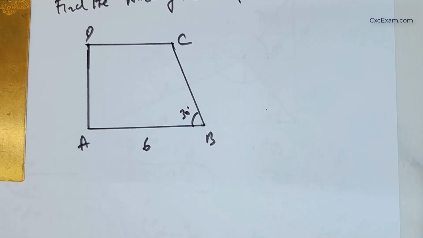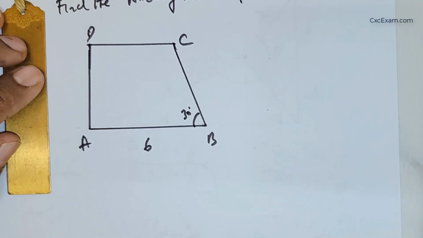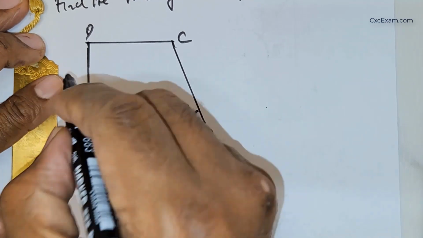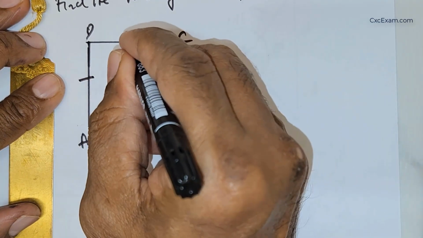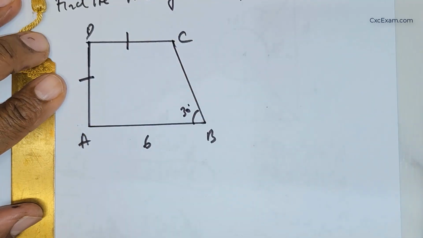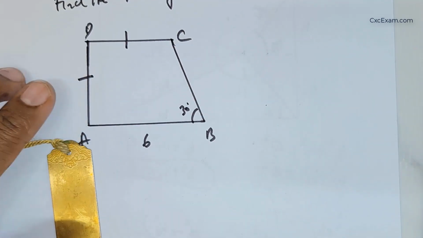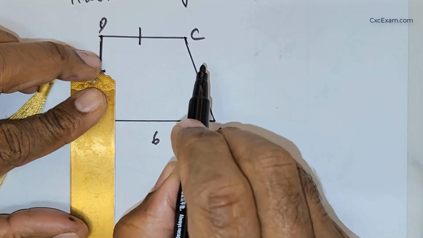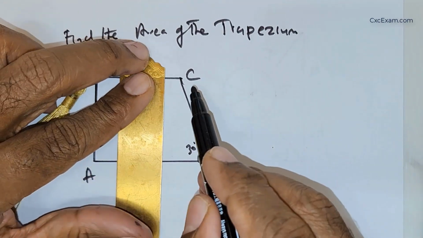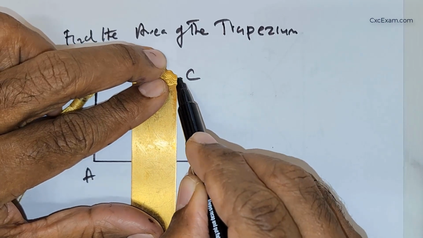Okay, so these two sides are given to be one and the same. So what we are going to do is we are going to drop a perpendicular.